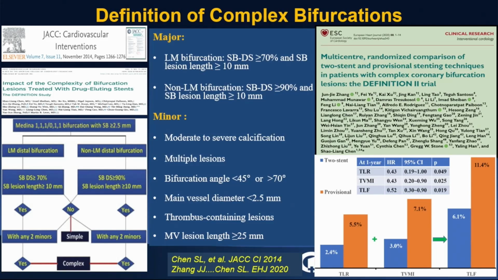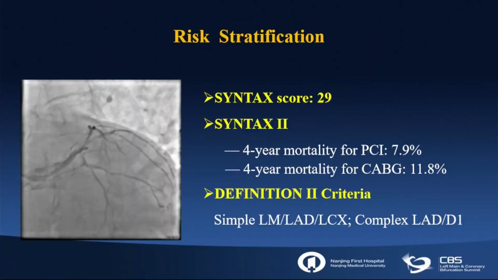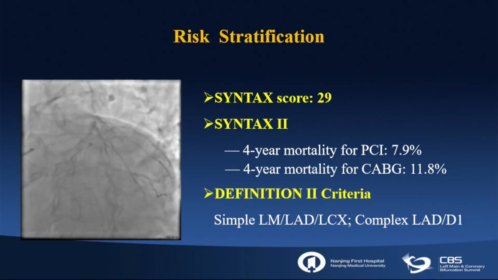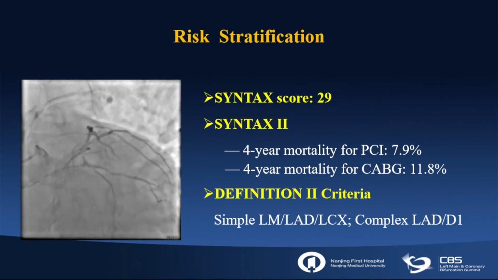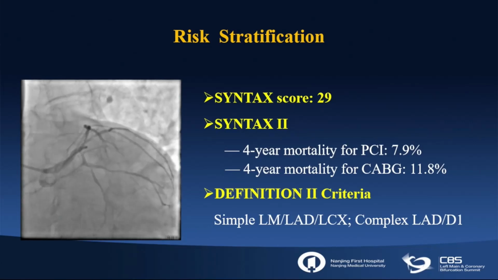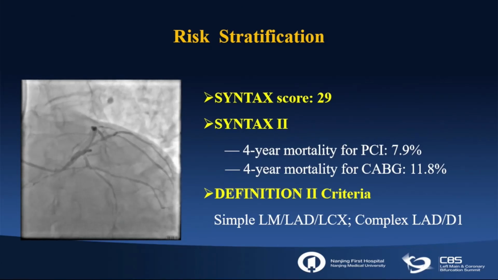According to the definition criteria proposed by Professor Xiaoliang Chen, complex bifurcation lesion is defined as any one major criterion plus any two minor criteria. The DEFINITION II trial demonstrated that two-stent technique, especially DK crush, is associated with a lower risk of target lesion failure compared with provisional stenting during 1-year and 3-year follow-up after PCI. Today, the SYNTAX score for the patient is 29. We also calculated SYNTAX II score. 4-year mortality for PCI is 7.9%. 4-year mortality for CABG is 11.8%. According to definition criteria, distal left main bifurcation belongs to simple bifurcation. LAD first diagonal bifurcation belongs to complex bifurcation lesion.